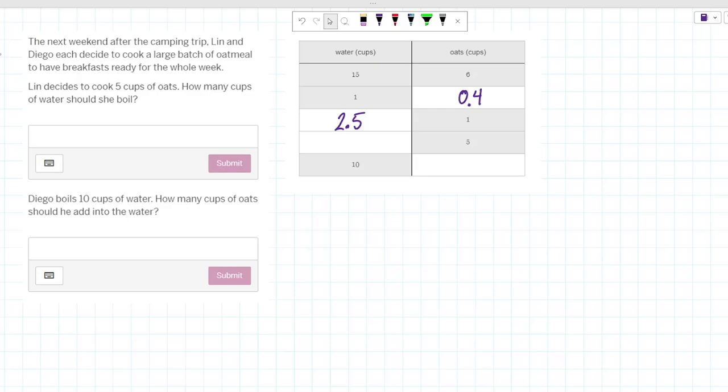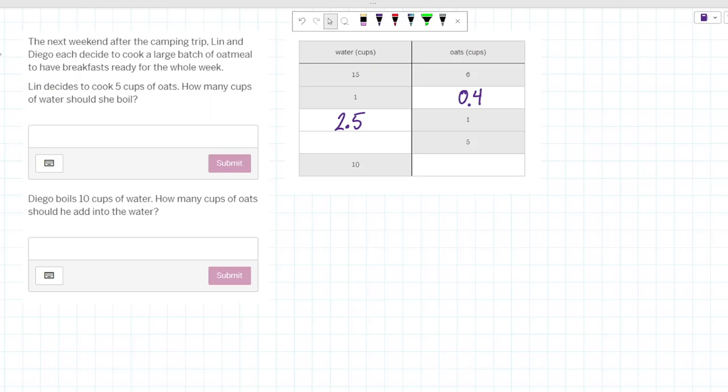It says, the next weekend after the camping trip, Lynn and Diego each decide to cook a large batch of oatmeal to have breakfast ready for the week. Lynn decides to cook 5 cups of oats. How many cups of water should she boil? The next question says, Diego boils 10 cups of water. How many cups of oats should he add into the water?